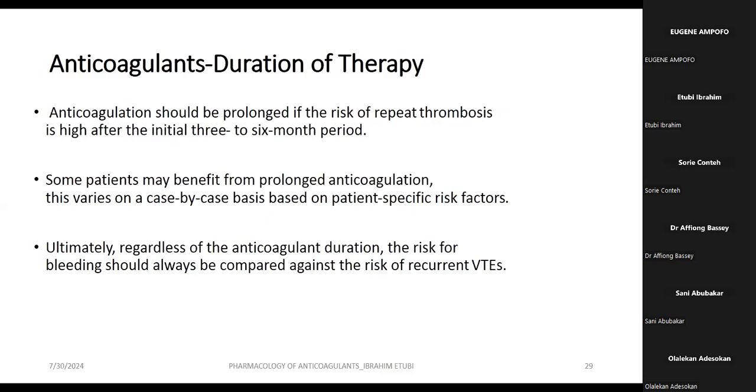And then some patients may benefit from prolonged anticoagulation. And of course, this is based on a case-by-case basis, and no one cap fits all. So we have to evaluate each patient and decide for each one of them.